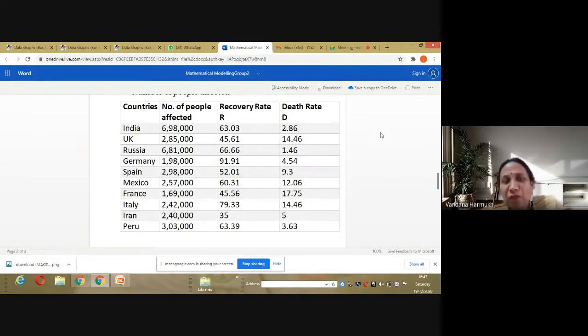Now we can observe from the table where the recovery rates are high, where the death rates are low. Those are the countries which are faring the best in this situation. That means the measures taken by these countries are better than all the other countries where recovery rate is lower and death rate is higher.